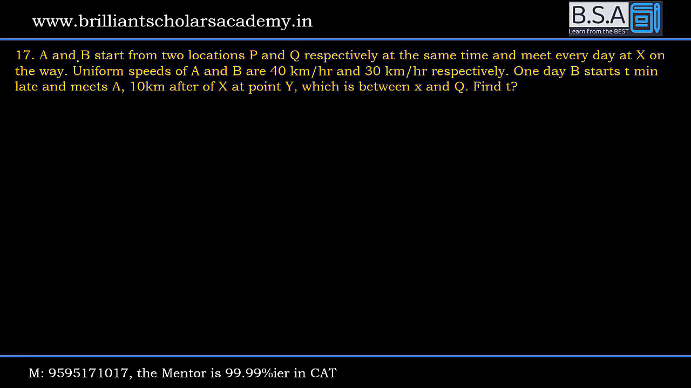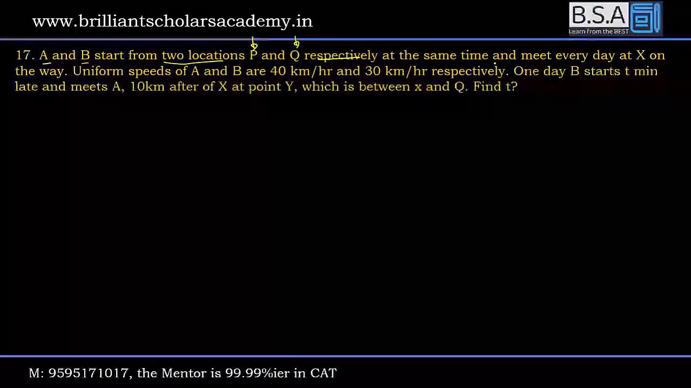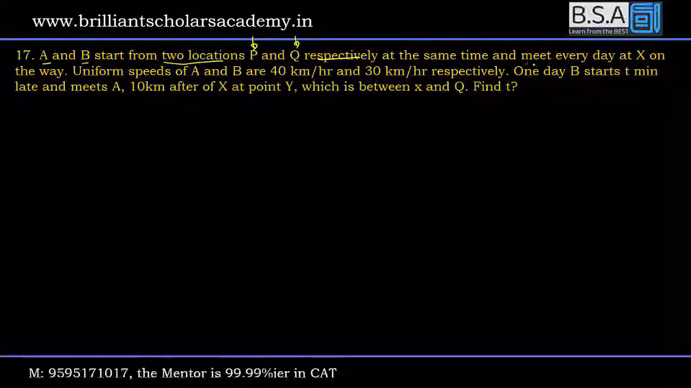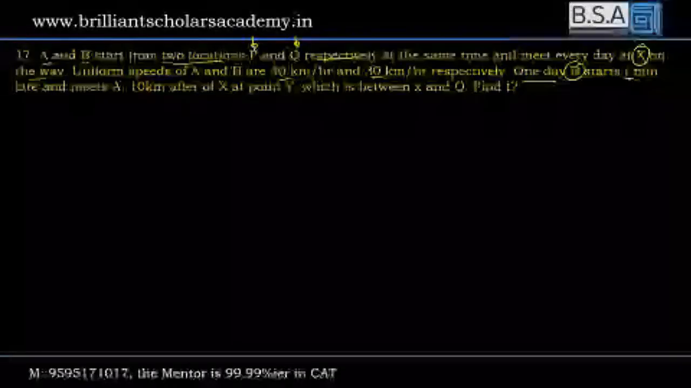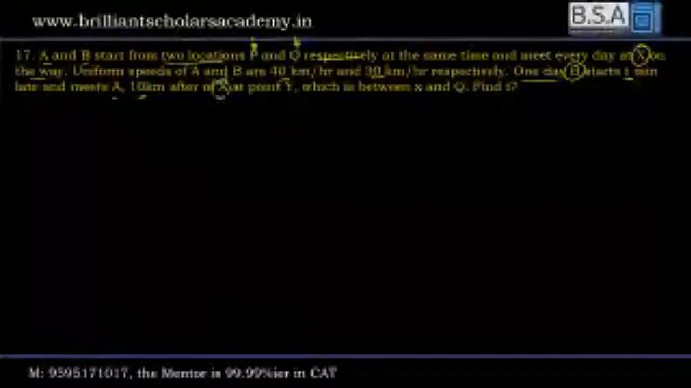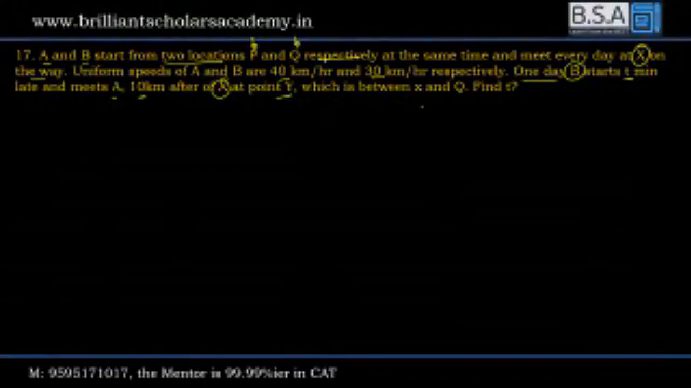A and B start from two locations, P and Q respectively, at the same time. They meet every day at X on the way. Uniform speeds of A and B are 40 kmph and 30 kmph respectively. One day B starts T minutes late and meets A 10 kilometers from X at a point Y, which is between X and Q.